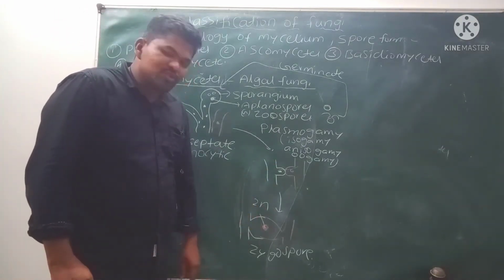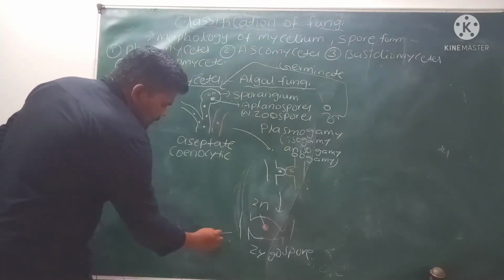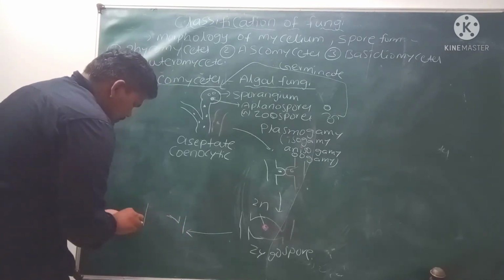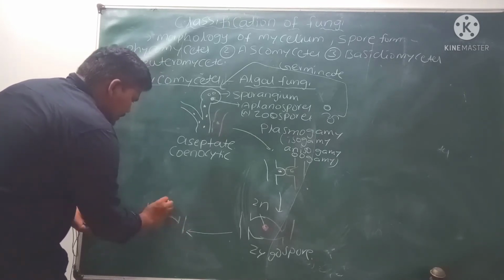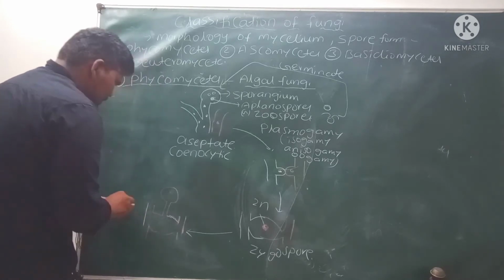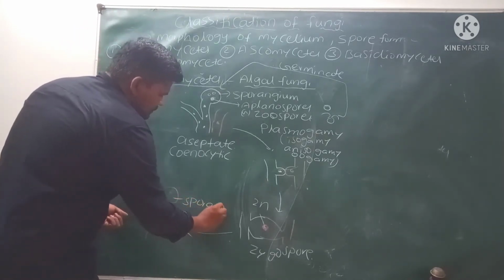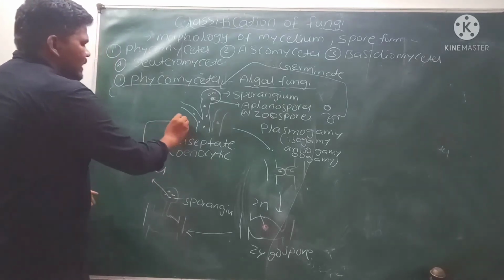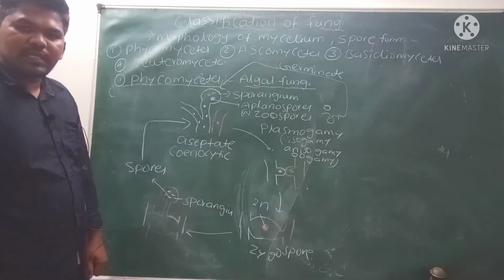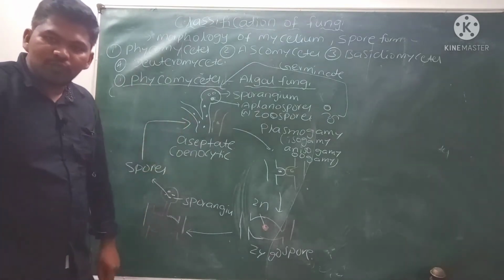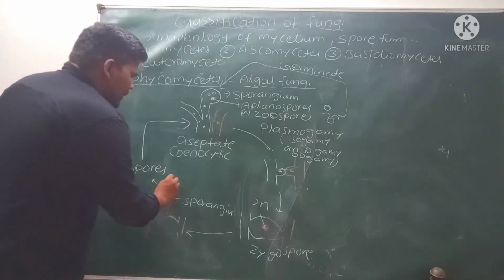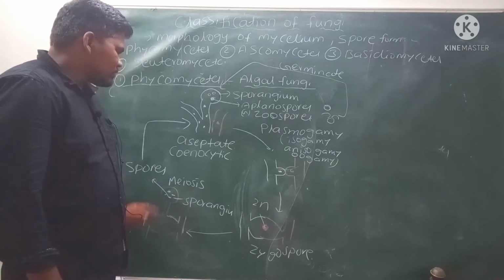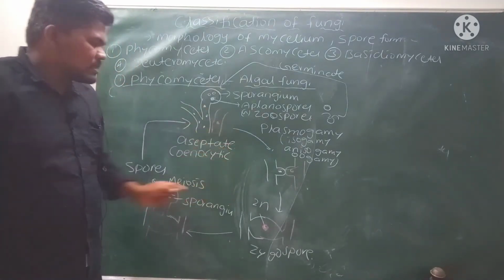Here it leads to the formation of the zygospore. The zygospore will form the spore forming structure. This is the spore forming structure or sporangium. Within the sporangium we can see the formation of spores. These spores again germinate and form the aseptate coenocytic phycomycetes, or it will form a new fungus. Here the spores are formed by meiosis. Within the sporangium or fruiting body, we can see the formation of spores by meiosis. That is about the sexual cycle of the phycomycetes.